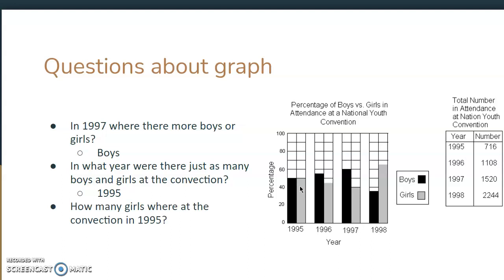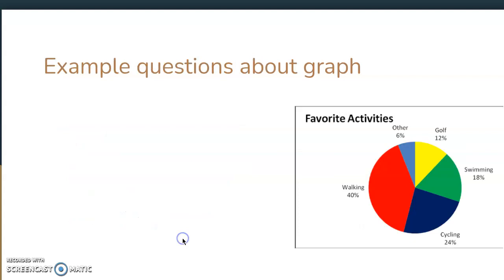Our last question for this example is, how many girls were there at the convention in 1995? So this one's a little bit trickier. So this is in percentage. So we can find in 1995, our percentage was 50%. But 50% of what? Well, if we look over at our total, we can see our total for 1995 is 716. So if we have 716 times 50%, that's only 358 girls. So those are some of the questions that I want us to be able to look through when we're going through these examples.